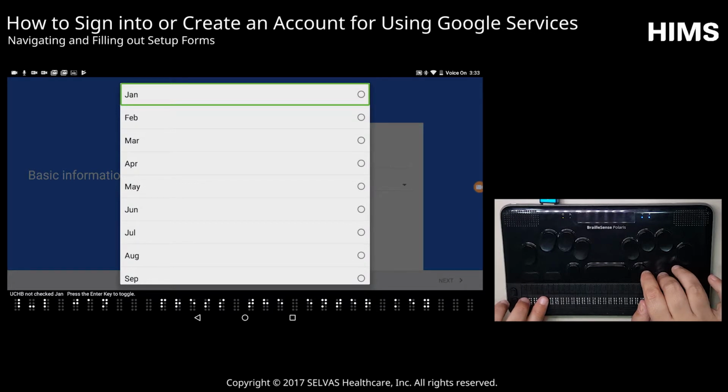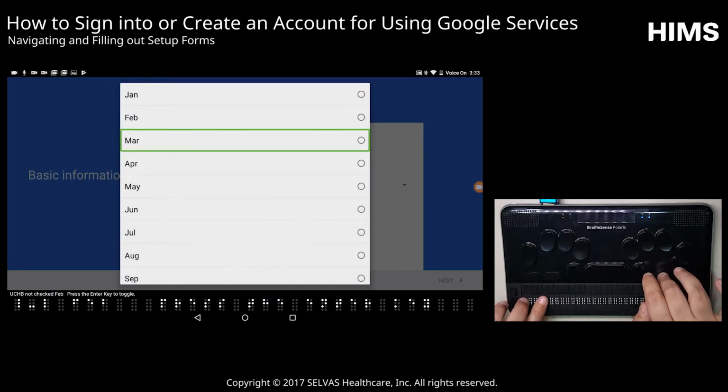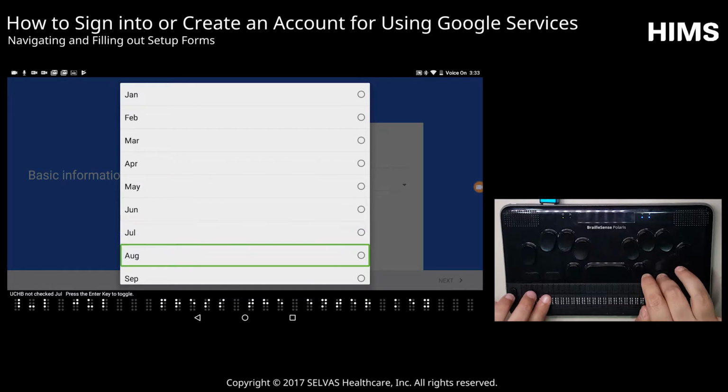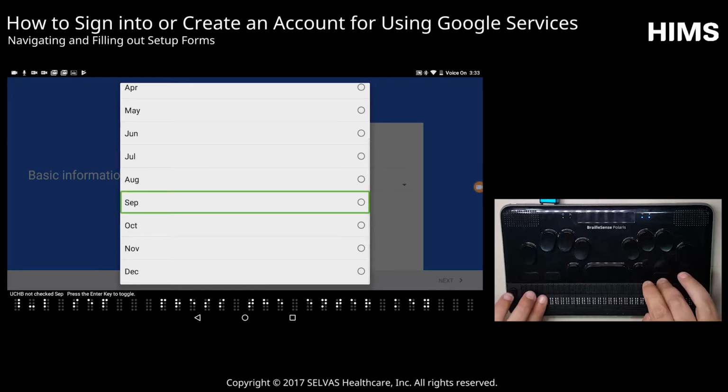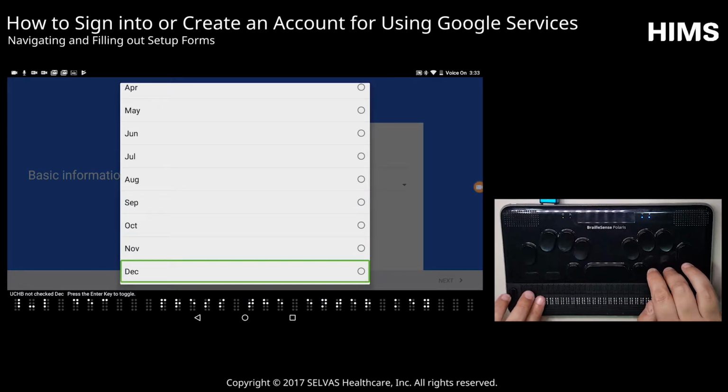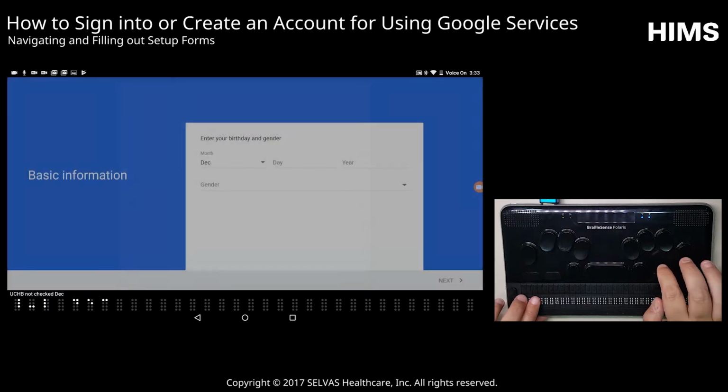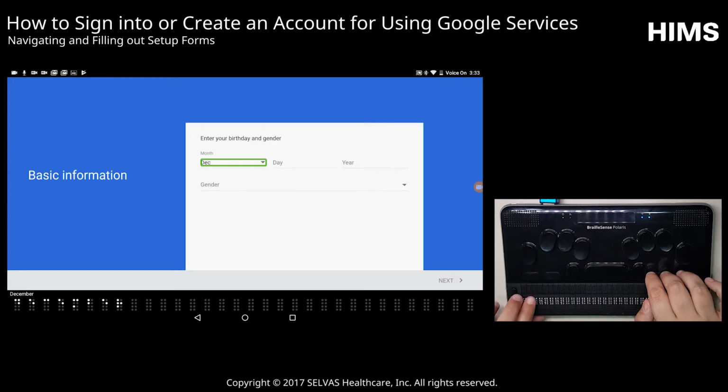And I need to go clear to December, so I'm going to press F3 several times. Checkbox not checked, press the enter key to toggle. And I'm going to press the enter key to check this box. December, press the enter key to change. And there we go. Edit box disabled, day, press enter to enter or edit text.